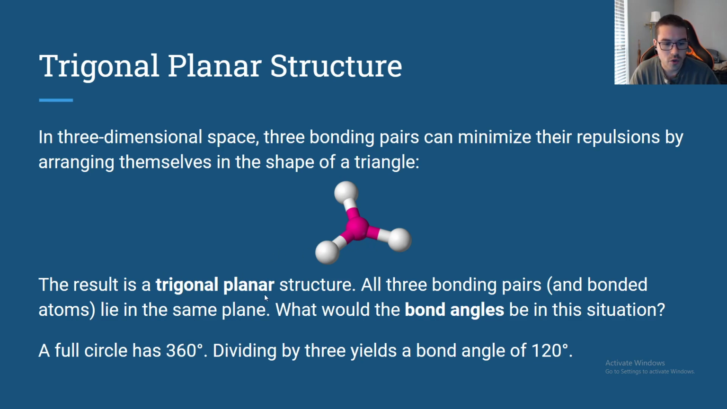This is called trigonal planar. It's like a triangle all in the same plane. All 3 bonding pairs and the bonded atoms lie in the same plane. So what would the bond angles be? Well, I like to think of it this way. Imagine drawing a circle around this central atom. A full circle has 360 degrees. If you divide that circle into 3 equal parts, that's going to be a bond angle of 120 degrees. So the bond angle between these 2 bonding pairs here is 120 degrees.